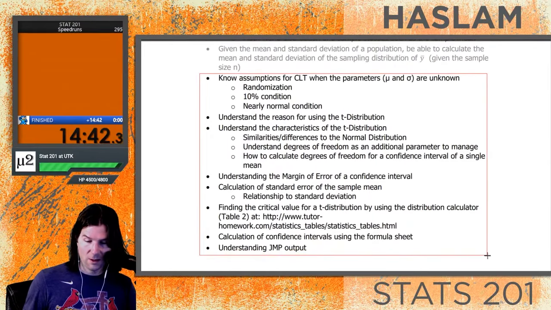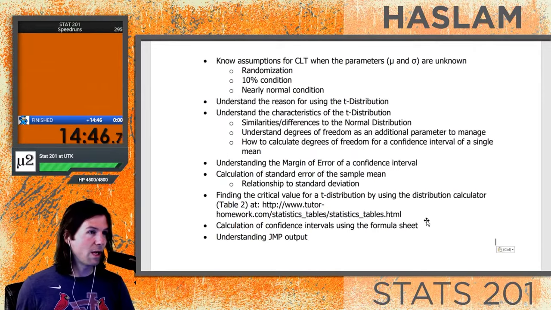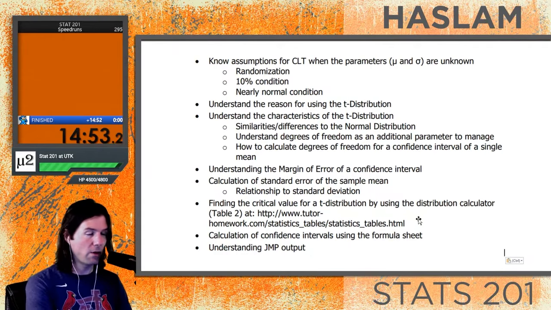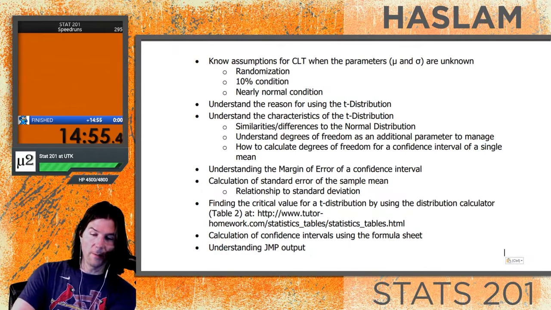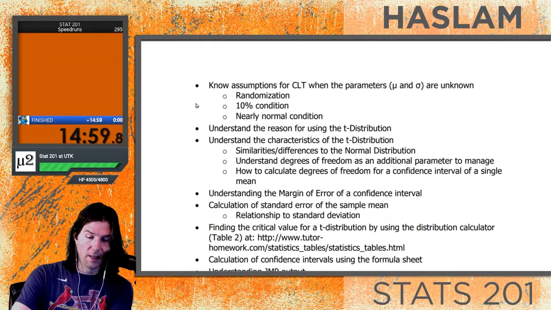Here we go. So excellent timing right here because we're switching topics a little bit towards confidence intervals. So know the assumptions for the central limit theorem when parameters are unknown. So this is going to switch now to confidence intervals. So let's put confidence intervals at the top.